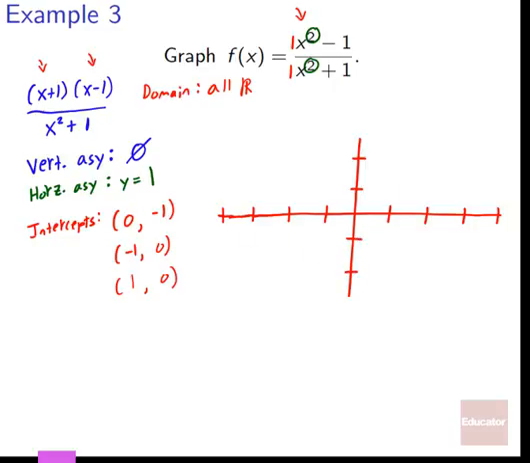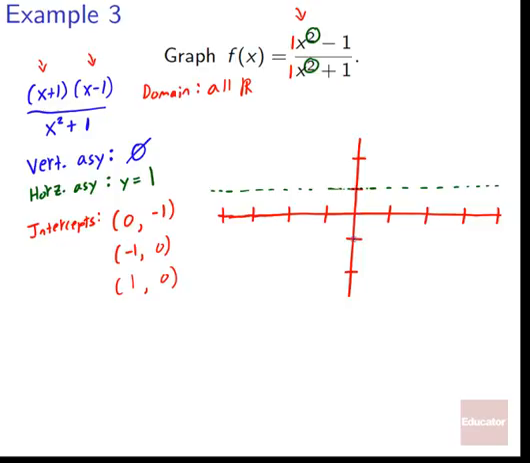Great. So we can plot in our intercepts. Let's first plot our horizontal asymptote, y equals 1. So we've got a dashed line at the height of y equals 1. Okay. No vertical asymptotes, don't have to worry about that. Intercepts, where are our intercepts?